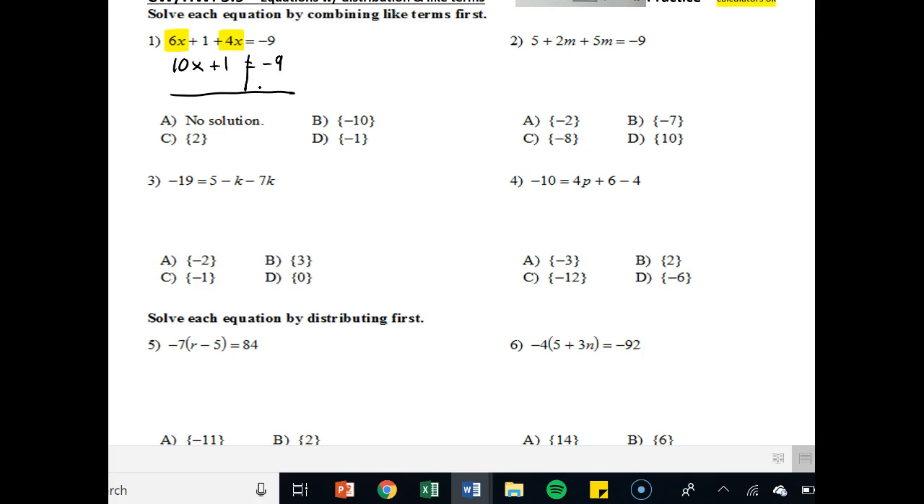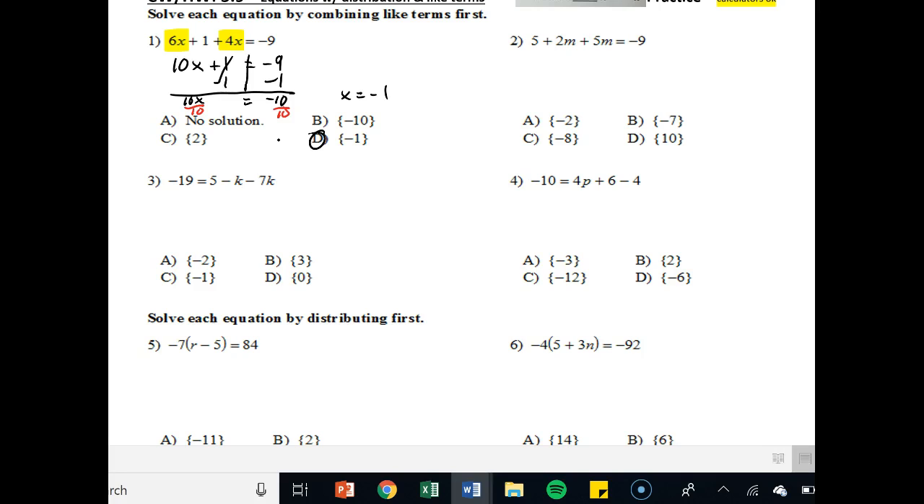Think of that equal sign as like a brick wall, right? So two-step equation, I just go ahead and subtract 1 from both sides because I want this to become 0. So 10x is equal to negative 10. Sorry, I didn't give you a whole lot of room here. But divide by 10, and your answer becomes x equals negative 1. So D is your answer. I would take a moment and try and solve number 2 on your own.